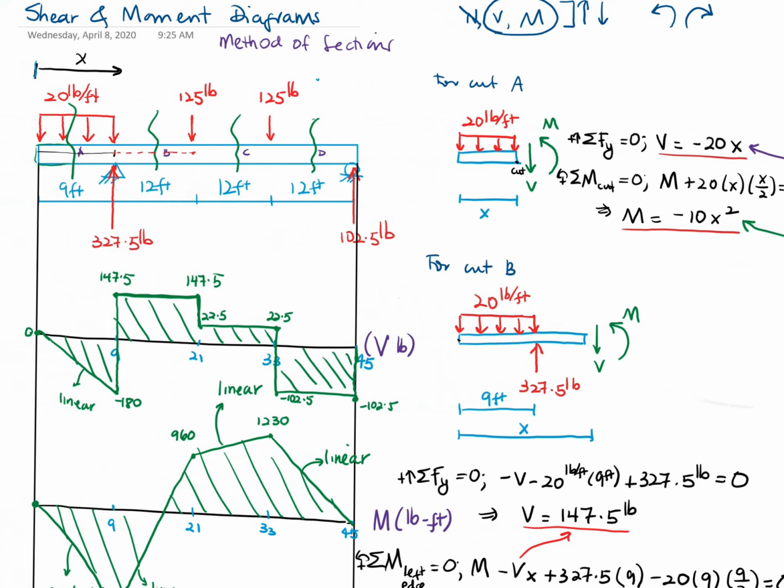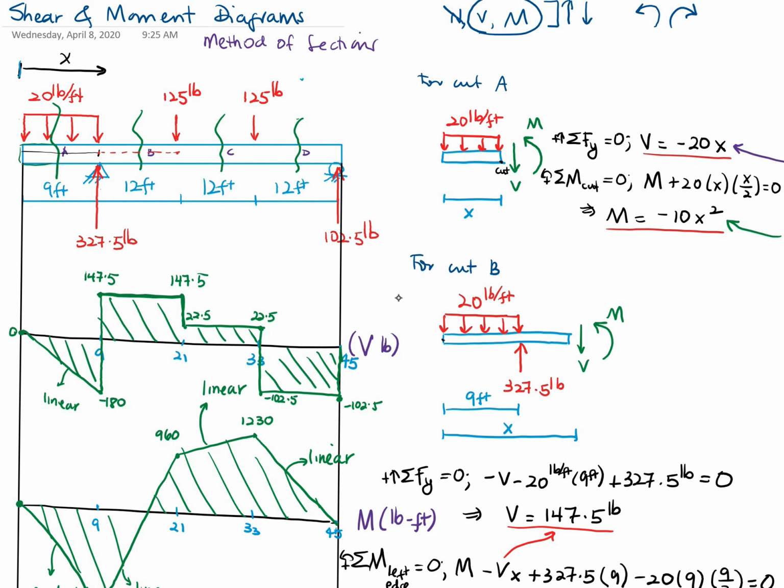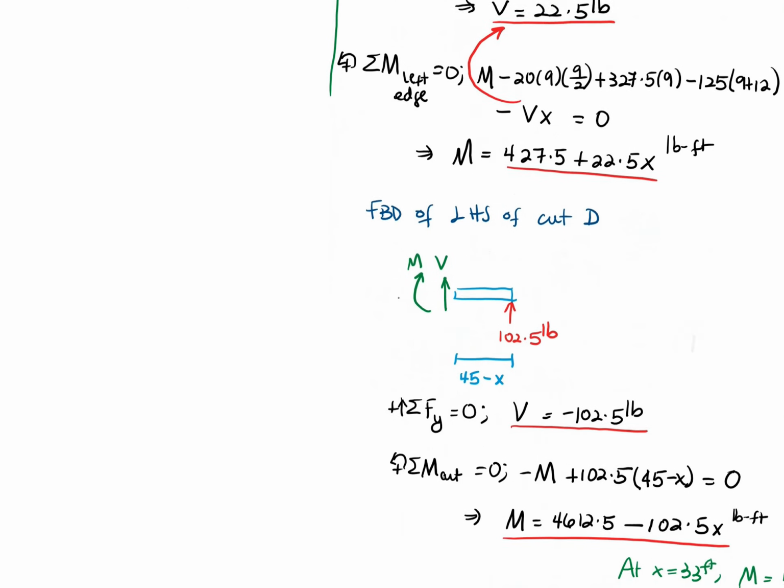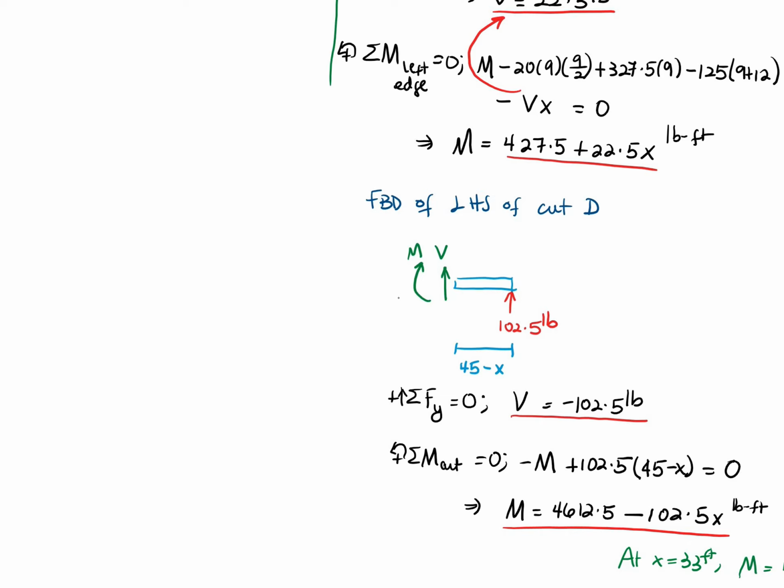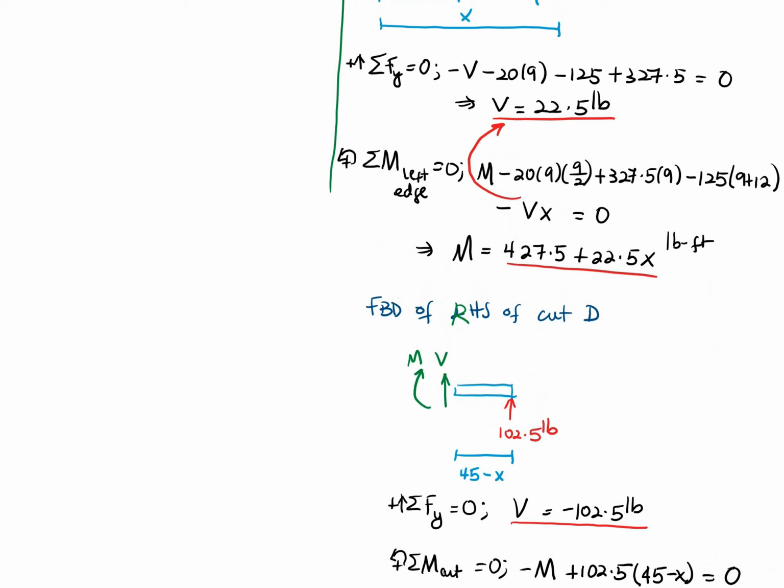Remember to be consistent. If your X is starting from the left-hand side moving towards the last edge, which is your 102.5 reaction, keep that consistent every single time, whether you pick the left-hand side or the right-hand side. And that's going to play a lot into the last part where we pick the right-hand side of cut D, which gives us, if you're making the cut, the entire length minus X, and that's important. Once you do that, it's just summing forces in the Y direction, summing moment, whether the cut side or the other side, it doesn't matter.